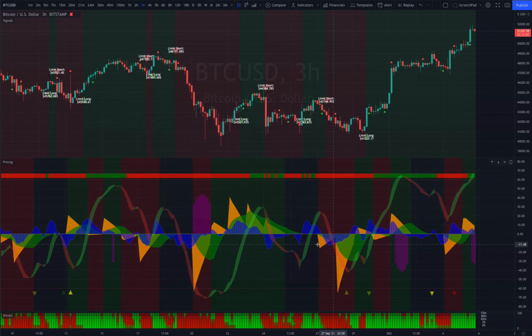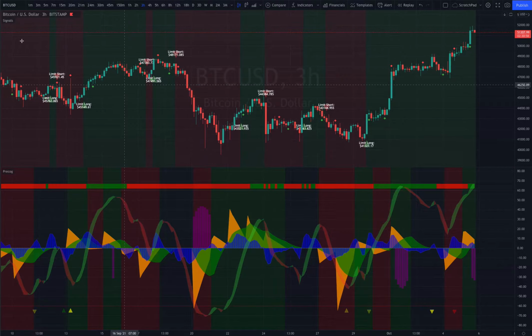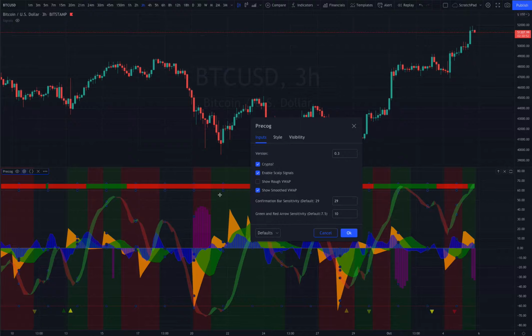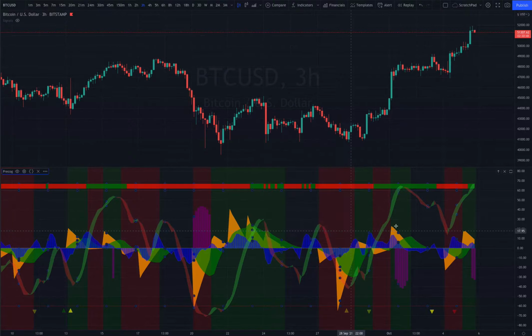What we're currently looking at is signals, Precog, and waves. For this tutorial, we are not going to need waves. We are not going to need signals. Also for Precog, let's make this as simple as possible. We're going to disable scalp trading. See these little arrows are going bye-bye.